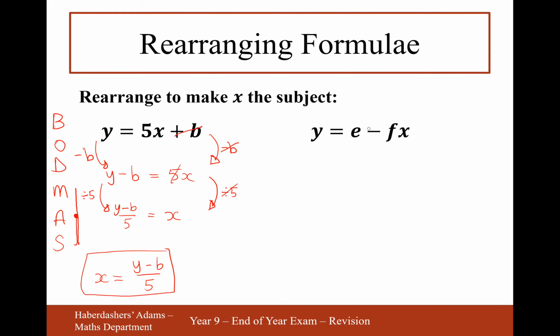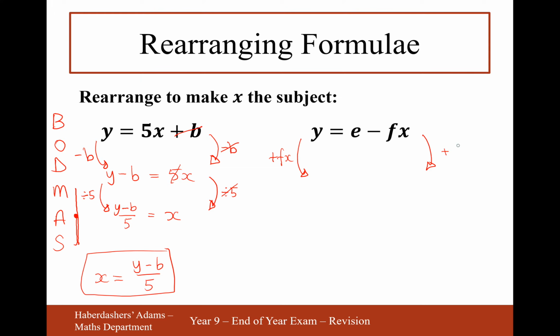In question 2, we have a negative in front of the x. It's negative fx. And whenever this happens, the first thing I like to do before I start to think about BODMAS is I like to add that element to the other side, because I always prefer it for my x to be a positive value. So I'm going to do the opposite of taking away fx, which is to add fx to the other side.